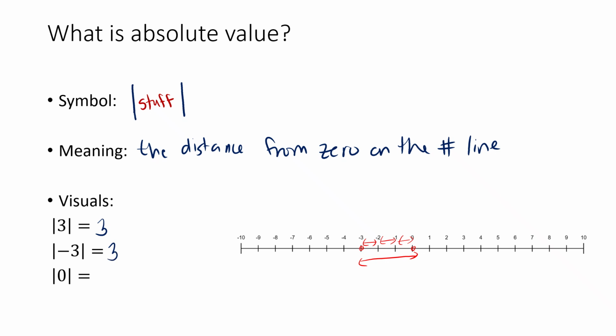And what you want to notice here is that the direction you're going from 0 does not matter. Now, there are math problems where direction does matter, okay? Even when we're just subtracting numbers and we're counting on the number line, the direction we're counting matters, okay? If we're subtracting, we're moving left. If we're adding, we're moving right. With absolute value, the direction doesn't matter. It's just how many steps.